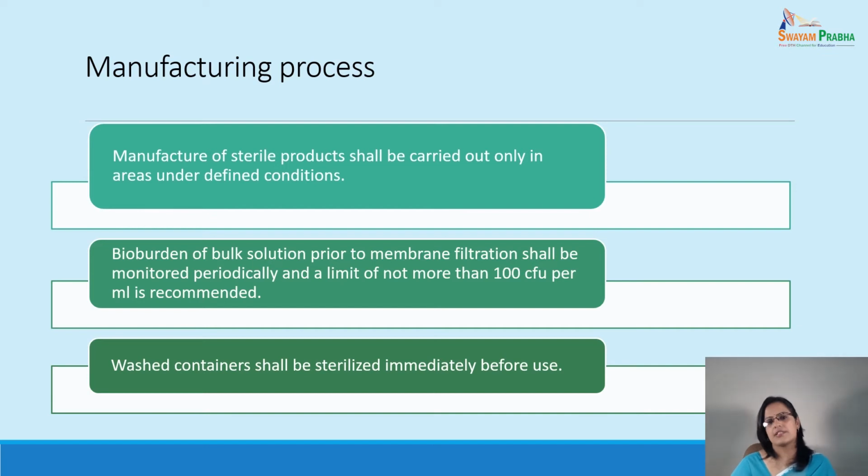Manufacturing process. The next topic which we are going to discuss is the manufacturing process. The manufacturing process of sterile product should be carried out only in areas under defined conditions. Bulk raw material shall be monitored for bioburden periodically. Bioburden of bulk solution prior to membrane filtration shall be monitored periodically, and a limit of not more than 100 CFU per ml is recommended. Washed containers shall be sterilized immediately before use.